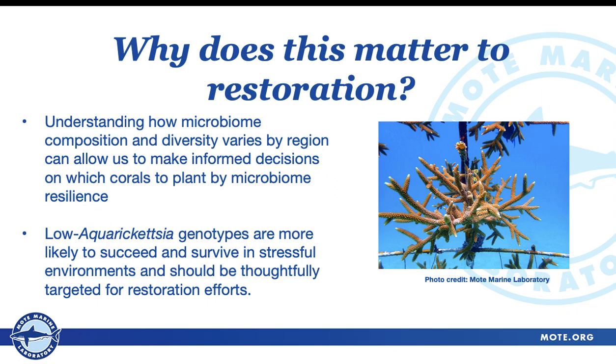So this is great, but what does it have to do with restoration? Given the important role some bacteria play for their coral hosts, which can result in varying resiliencies, understanding how microbiome composition and diversity varies by region can allow us to make informed decisions on which corals to plant based on their microbiome resiliencies. Additionally, genotype, environmental factors, and microbes have considerable influence on coral health and survival, so geographic differences in their initial collection region should be considered when determining outplanting strategies. And those low Acropora genotypes are more likely to succeed and survive in stressful environments and should therefore be thoughtfully targeted for restoration efforts.